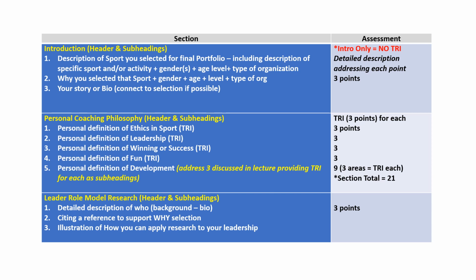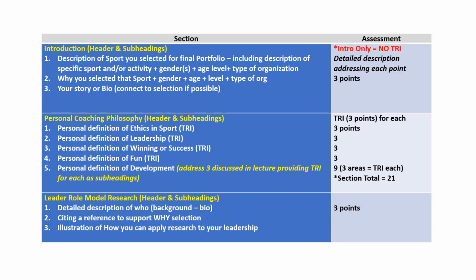Next section, again, should be a header, is your personal coaching philosophy, and then each of the 5 points are the subheadings. So first we need TRI for your definition of ethics. Remember, TRI means give me your own personal definition. Then cite a reference to that. If it's a direct quote, you can go ahead and do a direct quote and then cite that. Again, you need the parentheses, the APA style citation to get the points with the reference.